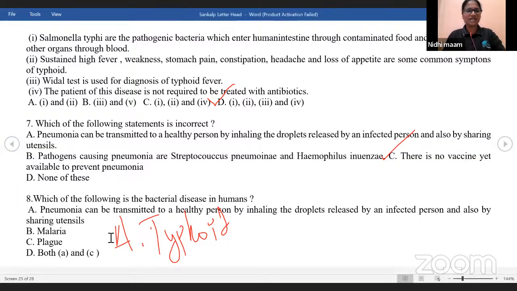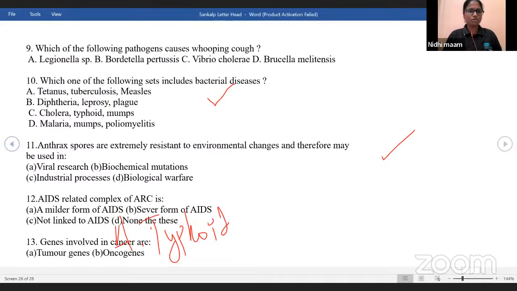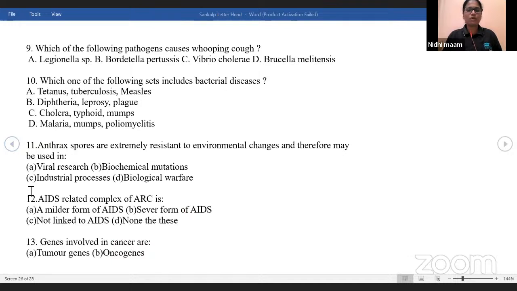Option D is the right answer. Next question. Which of the following pathogens causes whooping cough? A. Legionella, B. Bordetella pertussis, C. Vibrio cholerae, D. Brucella melitensis.